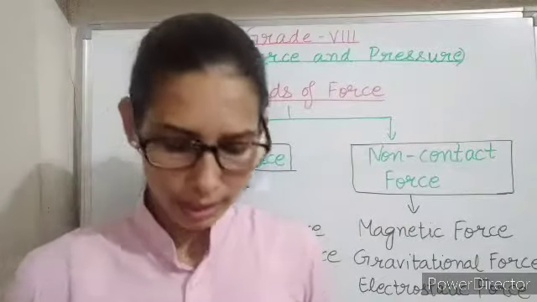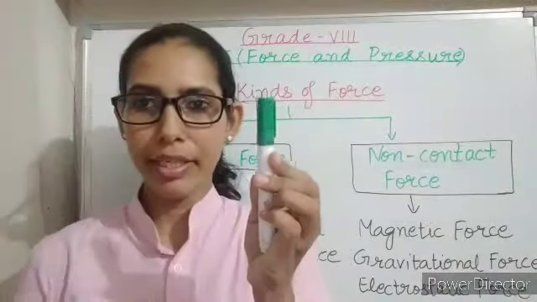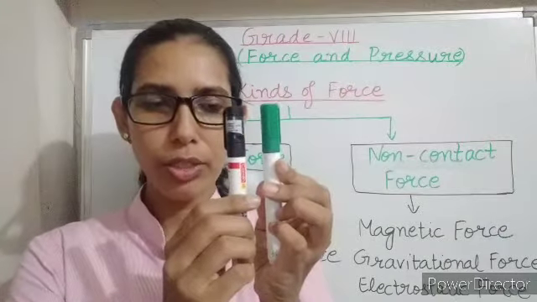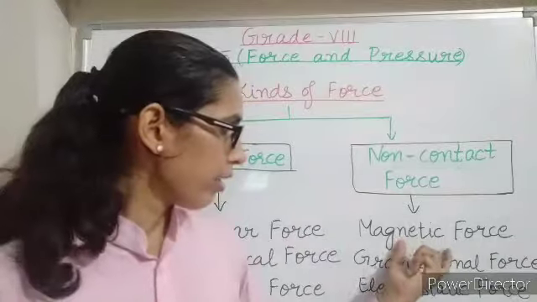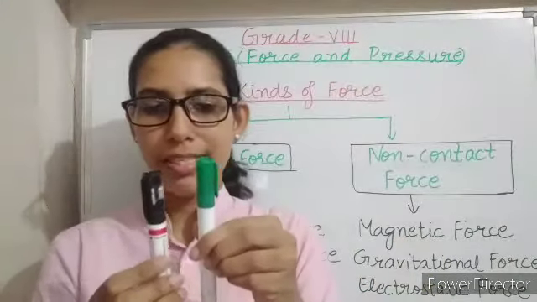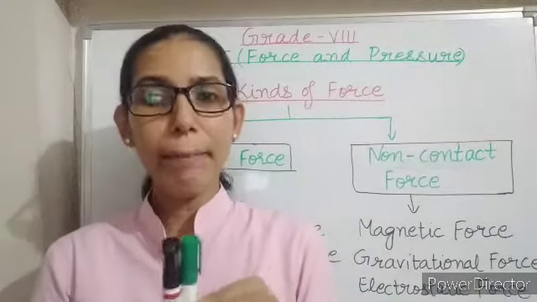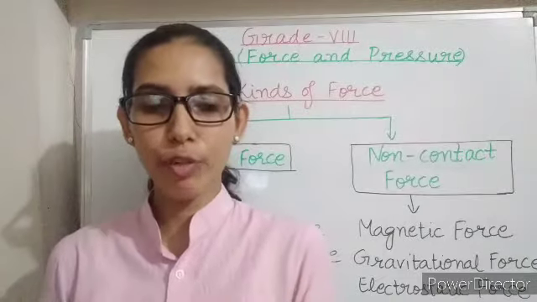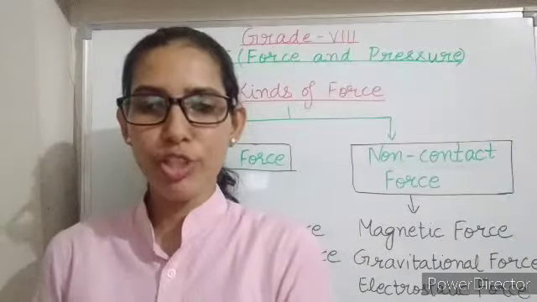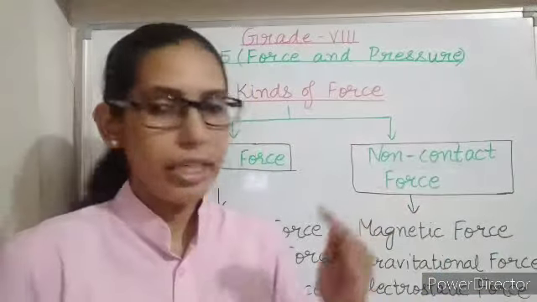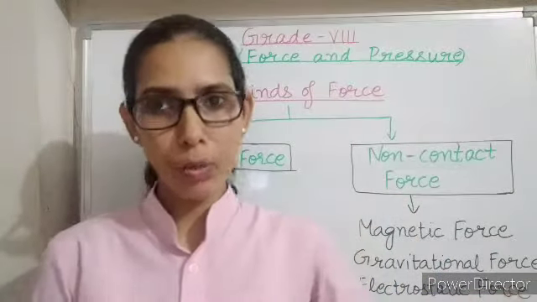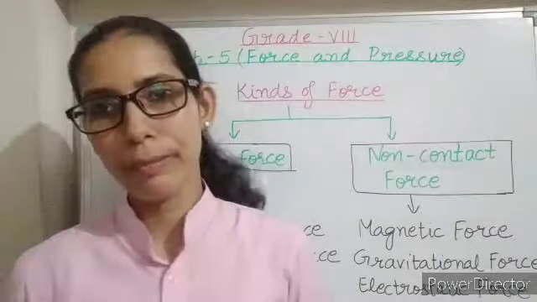Let's say this is a magnet. If any iron object is brought near to this, it will stick to it. That means the magnet is exerting a pull force on the magnetic object. A magnetic object, for example iron, means an object which gets attracted to a magnet. So the force which is exerted by a magnet on magnetic objects is magnetic force.